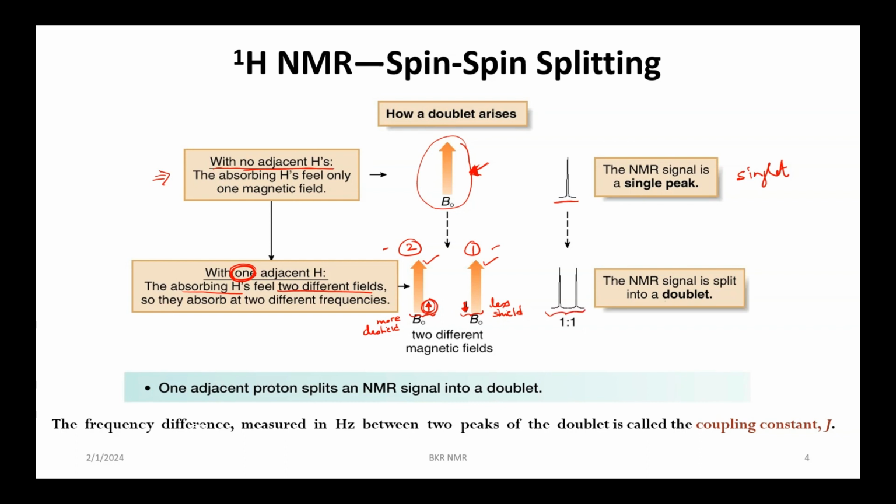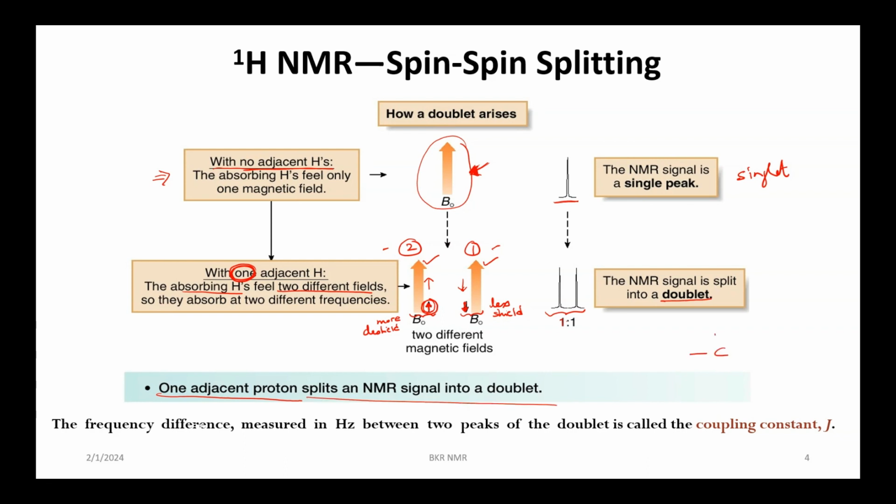So this is known as a doublet. Since I will experience only a 1:1 ratio of these fields, because the adjacent spin can be either opposing or aligned, I can have only two possibilities. Therefore, the ratio of appearance of the doublet will be 1:1. So if I have one adjacent proton, the proton signal in question will be split into a doublet.